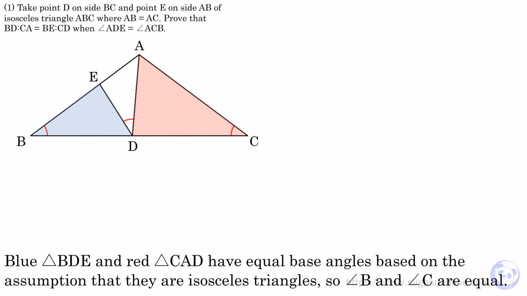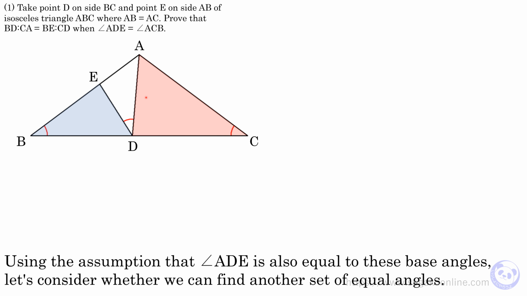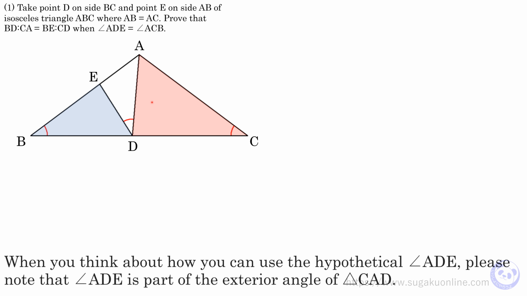Blue triangle BDE and red triangle CAD have equal base angles based on the assumption that they are isosceles triangles, so angle B and angle C are equal. Using the assumption that angle ADE is also equal to these base angles, let's consider whether we can find another set of equal angles.